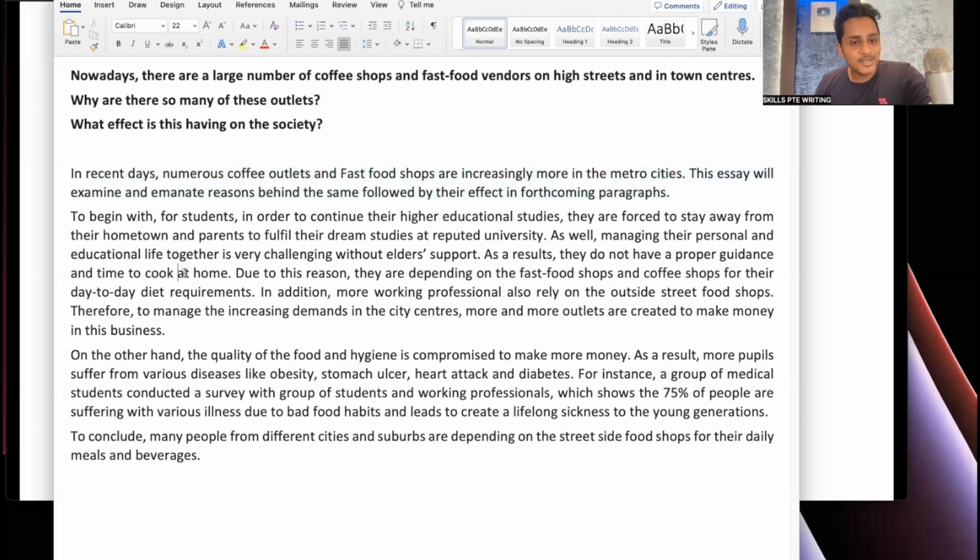To begin with, for students, in order to continue their higher educational studies, they are forced. See, that's what this is already messy for students. In order to continue, they are forced to stay away from their hometown. Why, man? Oh, this is not a great idea. And parents, to fulfill their dream of studies at a reputed university, forced to stay away from the hometown.